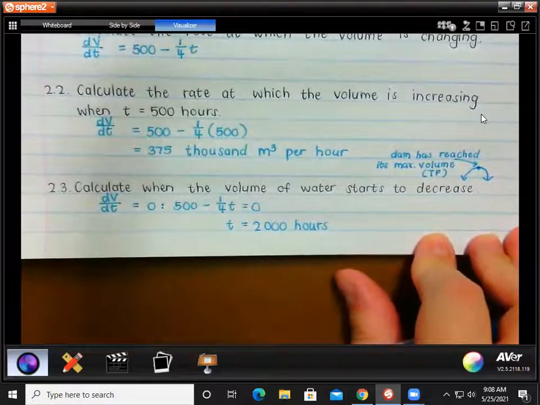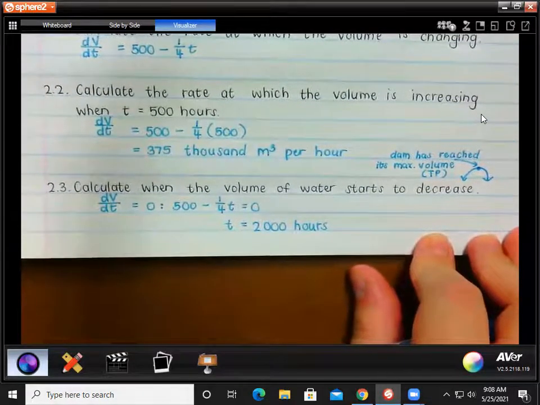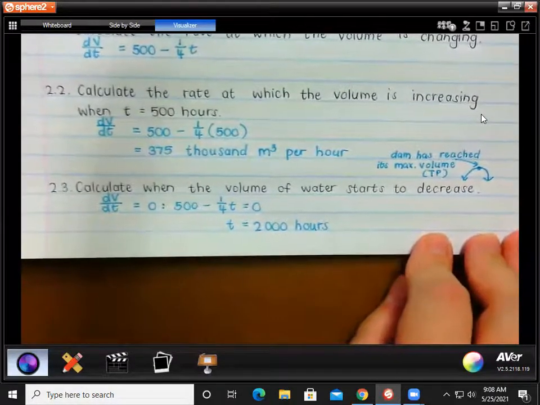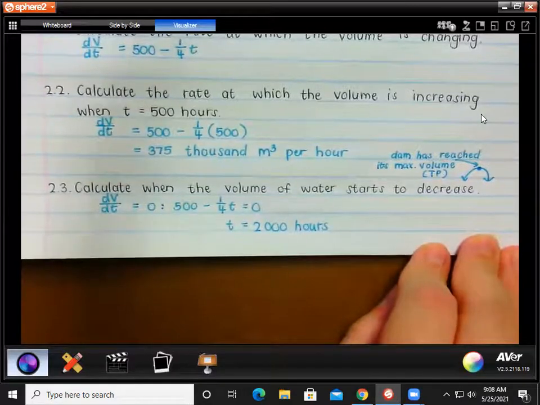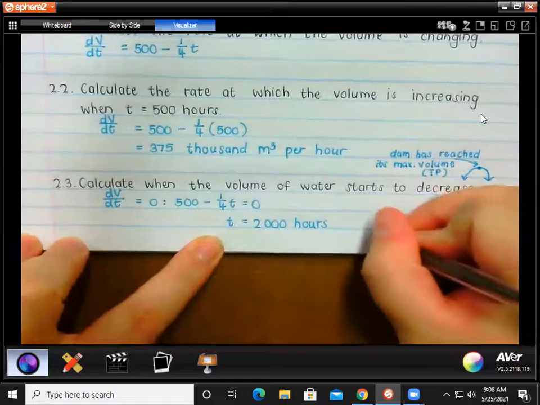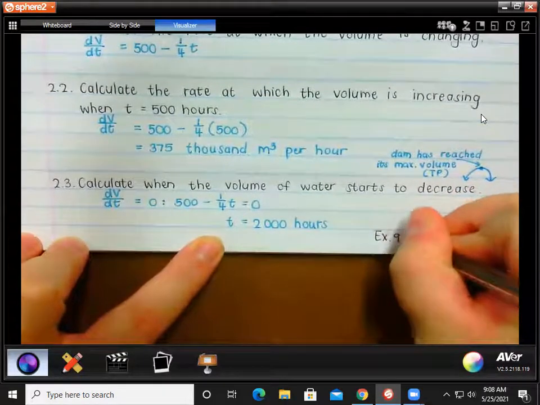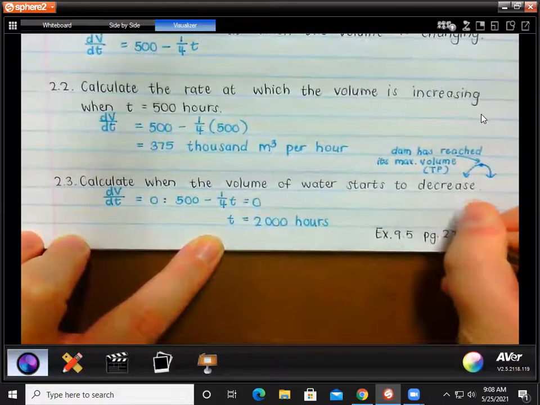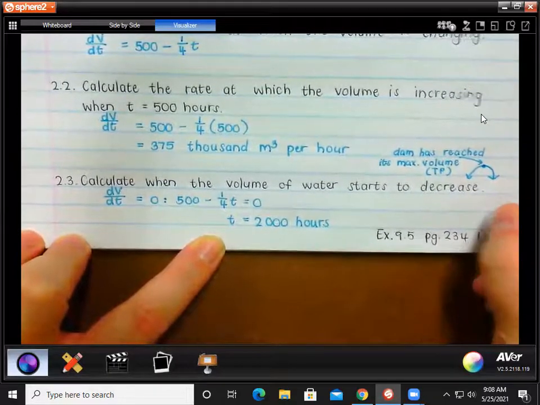So guys, these types of questions are just rate of change equals derivative. I hope that that will be fine. We're going to practice a few of these, and we are going to just do exercise 9.5 on page 234, and let's do numbers 1 to 3.